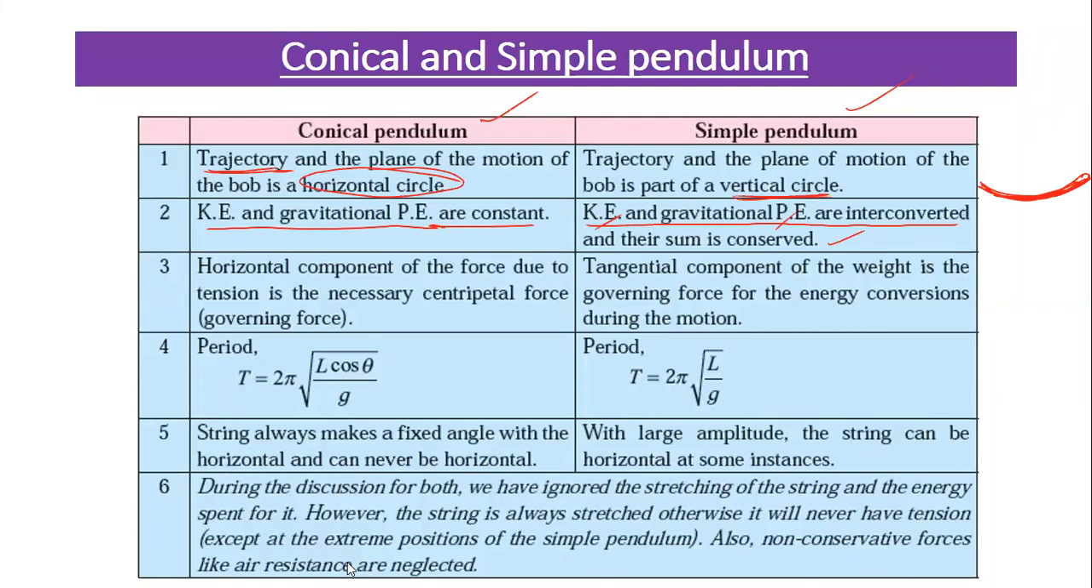Next, you can see here that the horizontal component of force due to tension is necessary in the conical pendulum, and here the tangential component of weight is governing the force. That means here we have the restoring force we learned. Now here the period is given by this formula, and there it is given by this. For the same length, the period of the simple pendulum is greater. Other 2 points you can also see here.